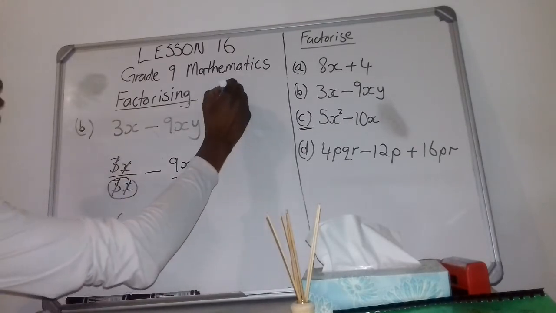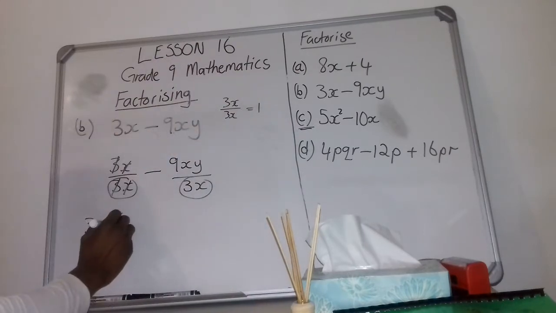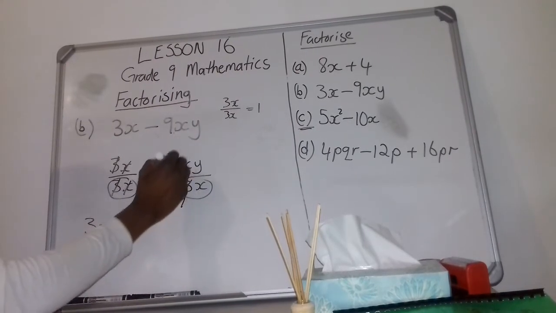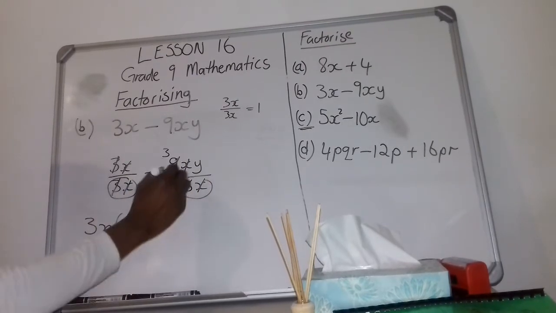3x divided by 3x will give you 1. So that is just 1. 3 goes into itself once, 3 goes into 9 three times. The x will cancel each other, the y will remain.